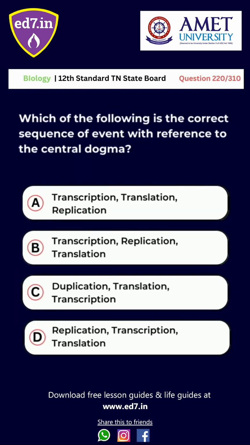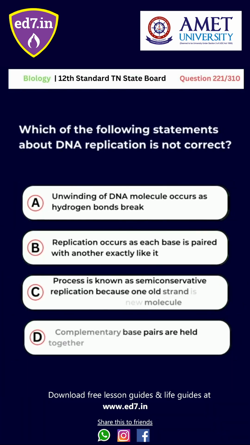Question number 220. Which of the following is the correct sequence of events with reference to the central dogma? Option A. Transcription, translation, replication. B. Transcription, replication, translation. C. Duplication, translation, transcription. D. Replication, transcription, translation. The right answer is option D. Replication, transcription, translation.